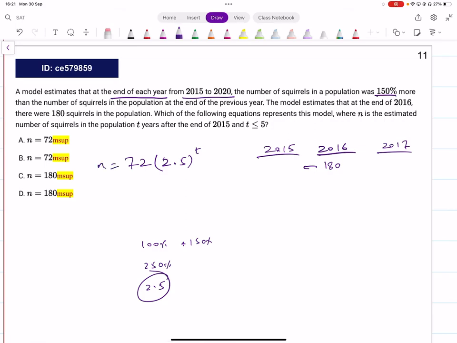So this function is what is going to be the final answer. N equals this, either A or B, whichever of them has this there. Is that okay? No problems?